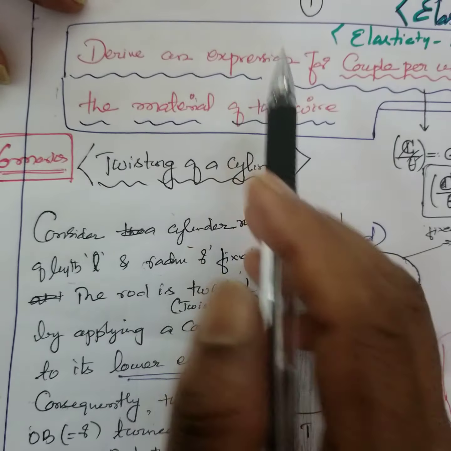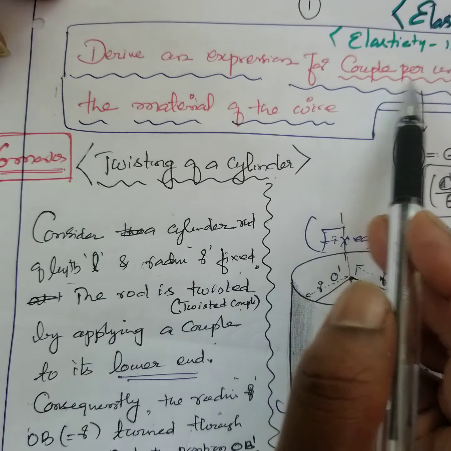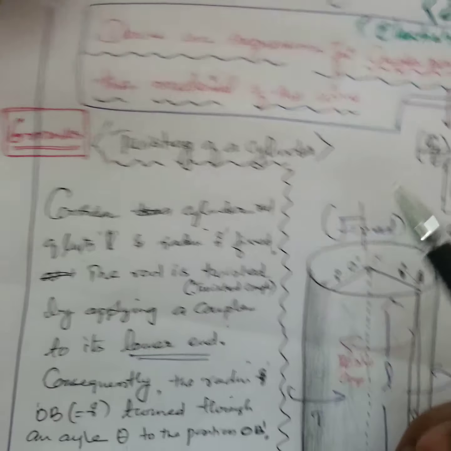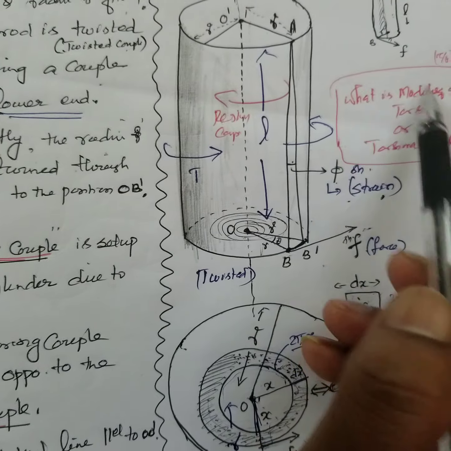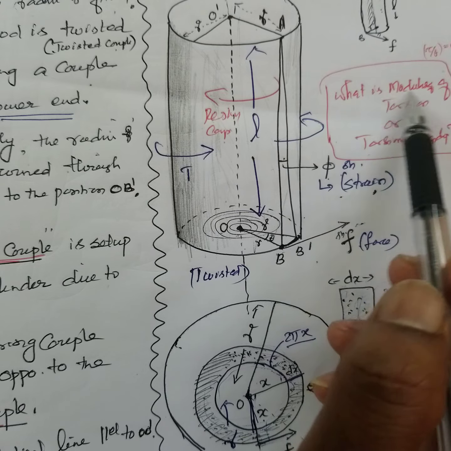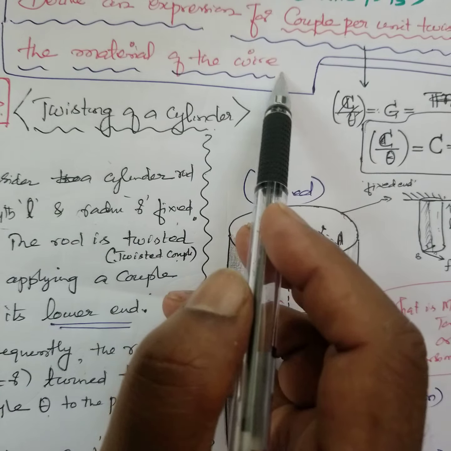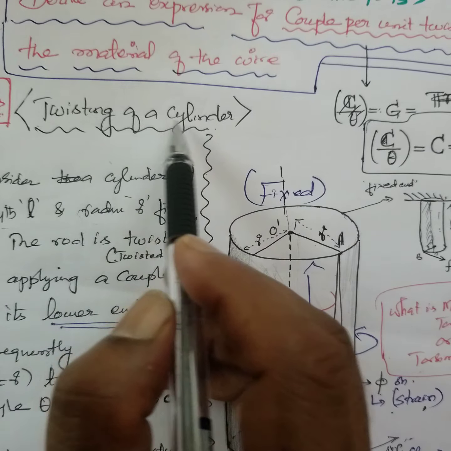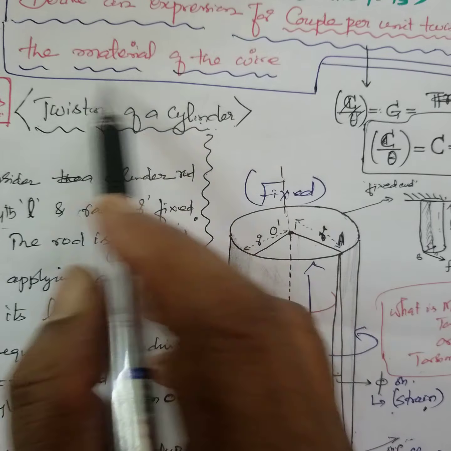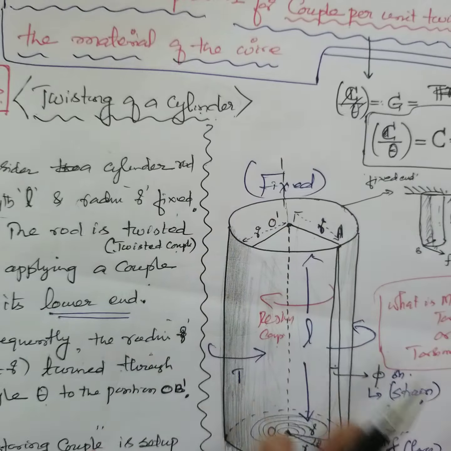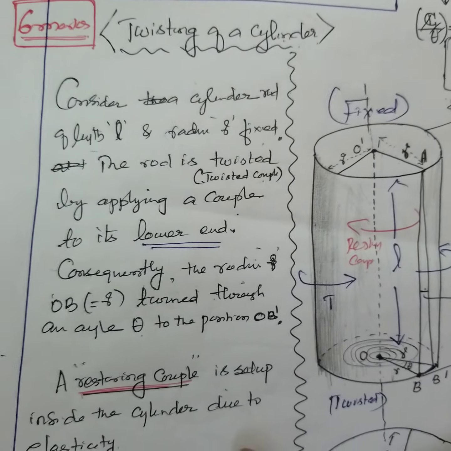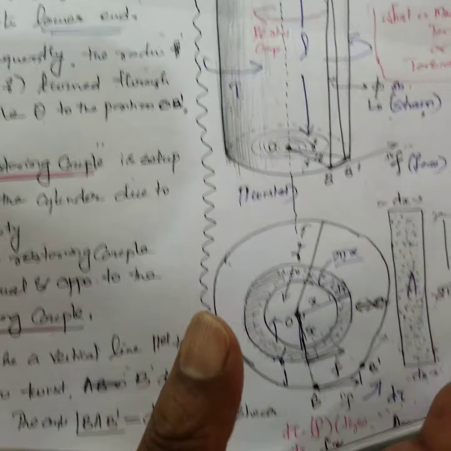Therefore they may ask you the question in the examination: derive an expression for couple per unit twist, or they may ask you what is torsional rigidity or modulus of rigidity of the material of the wire. That material you are calculating. In the textbook, it is called twisting of a cylinder. It is given in the textbook and the notes also. The notes I have already sent for you.